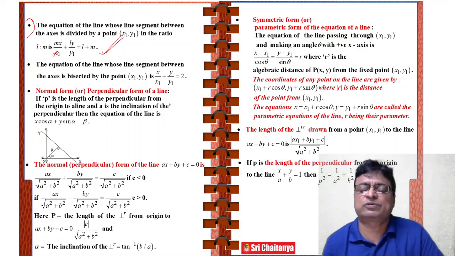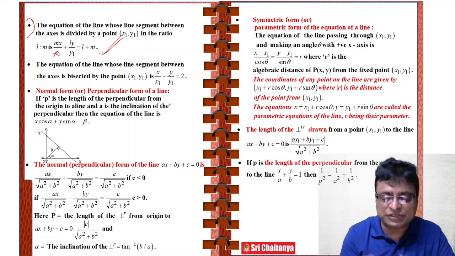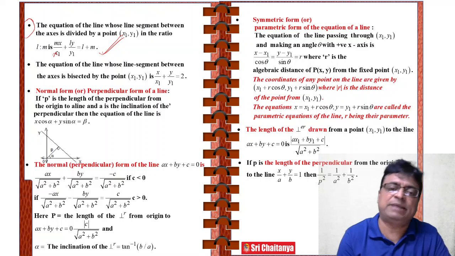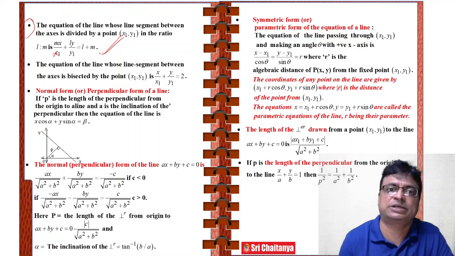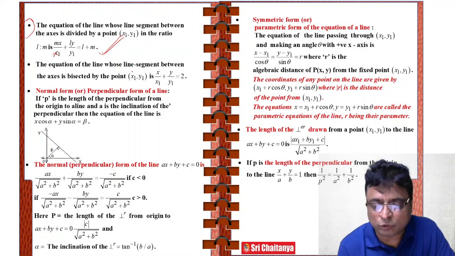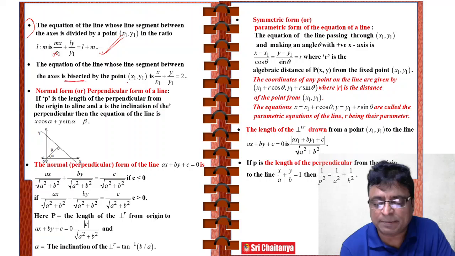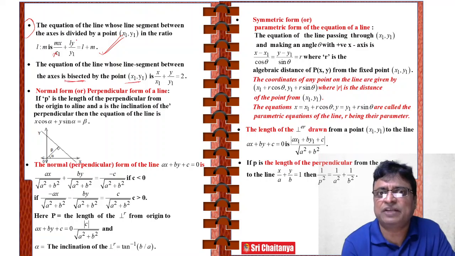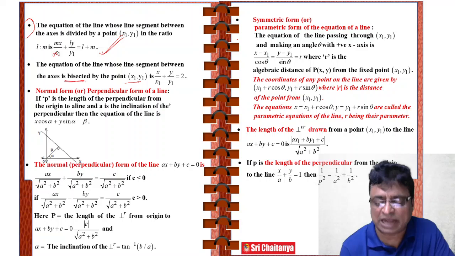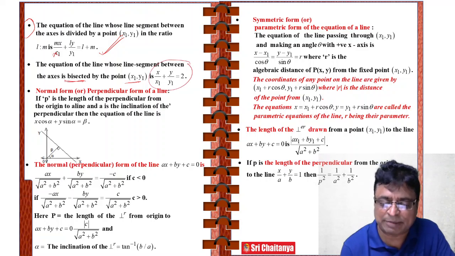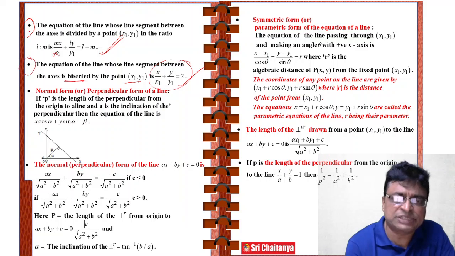Sometimes in place of x1 or y1 they may give a point, and based on that line, they may give several other problems also. That's why this is one of the important formulas and shortcuts. Next, the equation of the line whose line segment between the axes is bisected by the point x1 y1. That is the generalized version. Here it is bisected, meaning instead of l is to m, we can take l is to m as 1 is to 1, that means l is equal to m is equal to 1. If you replace l equal to m equal to 1 in the above formula, what will happen? x by x1 plus y by y1 equal to 2. Questions were repeated on this one.